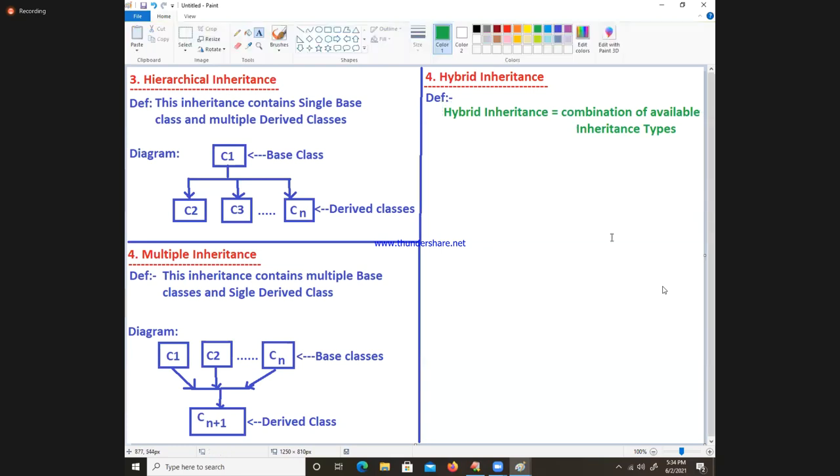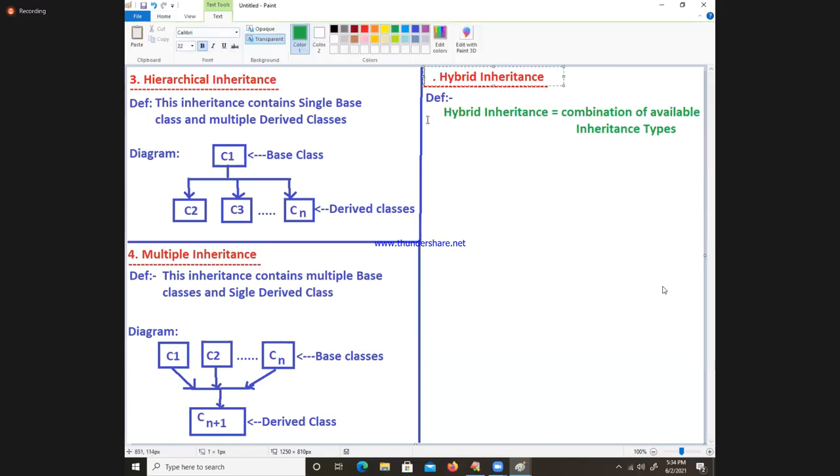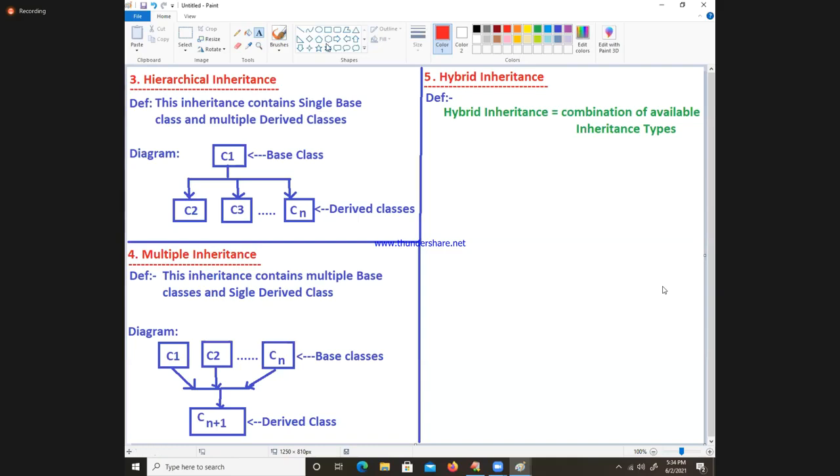Okay, ma, fifth. Okay. I will write it as 5. I will just rub this 5. Good. Thank you. So I will write this is called 5. Combination of any available inheritance types.